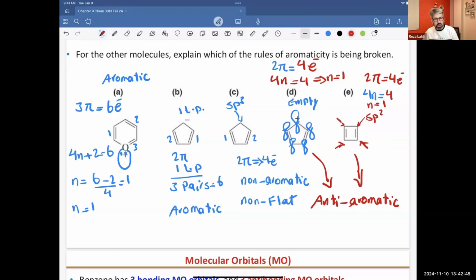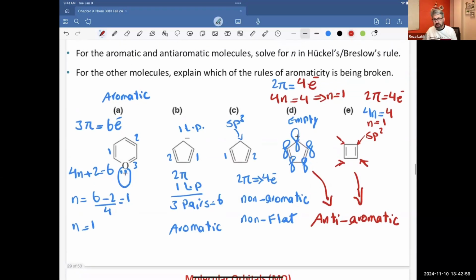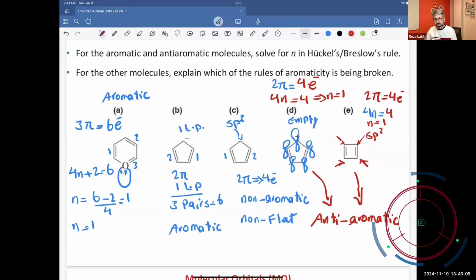So A and B are aromatic. C is non-aromatic, and D and E are anti-aromatic compounds. Anti-aromatics are less stable than non-aromatic. The most stable one will be aromatic, then non-aromatic, and then anti-aromatic.